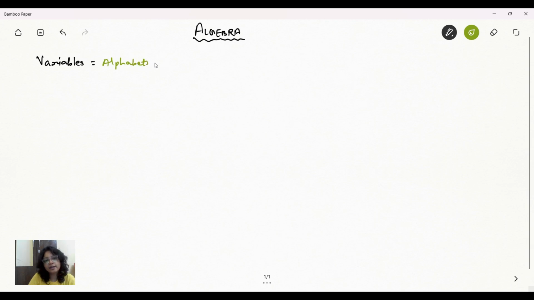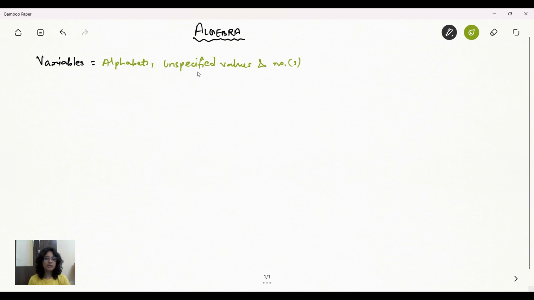All right, and what do they represent? They represent the unspecified values and numbers. Okay, unspecified values and numbers.